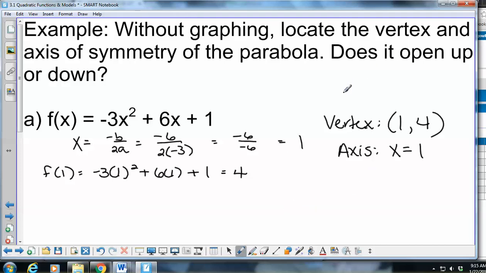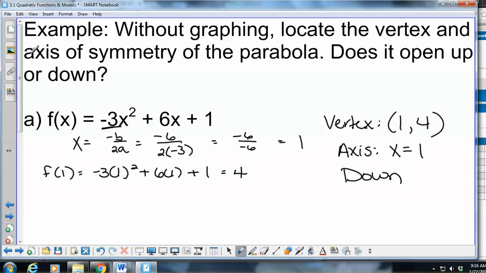The other question I asked you is, does this parabola open up or open down? How do you tell? It's a negative out front, so it opens down. If you remember your transformations, that negative in front actually flips your parabola. So if it opens down, do we have a maximum or a minimum? A maximum, and that maximum actually happens at our vertex.